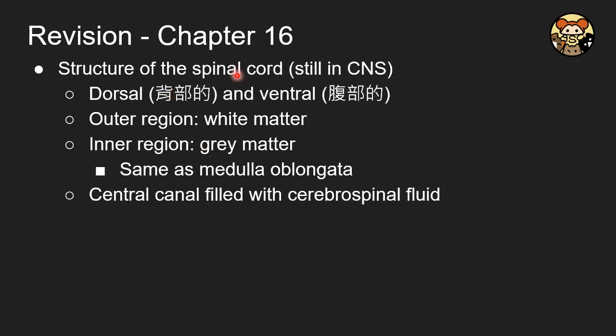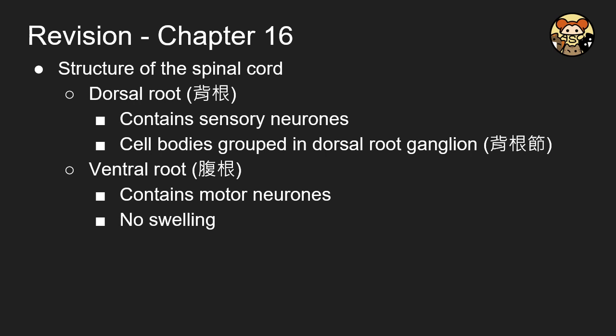And for the structure of the spinal cord, we have to distinguish the two sides. One is called the dorsal side, another one is the ventral side. And its structure is similar to the medulla oblongata. Why we want to know about the dorsal side and the ventral side is because the dorsal side contains the sensory neuron, which means that it is the region where you receive the nerve impulse from your body. That's why we have a region called the dorsal root ganglion, which is a swelling to distinguish the dorsal root and also the ventral root. And the ventral root doesn't have any swelling.